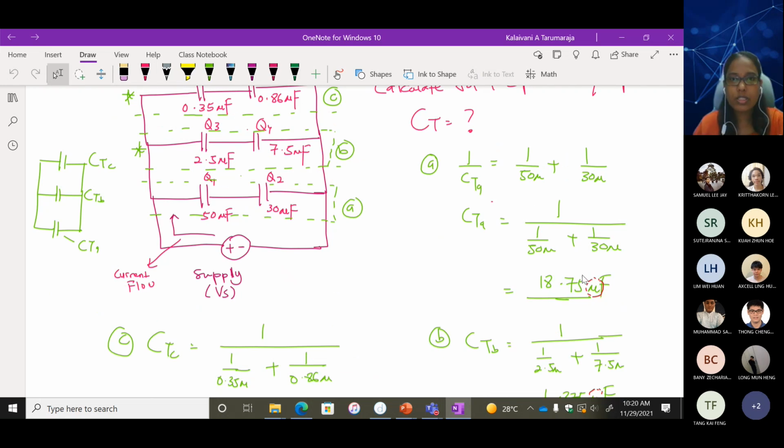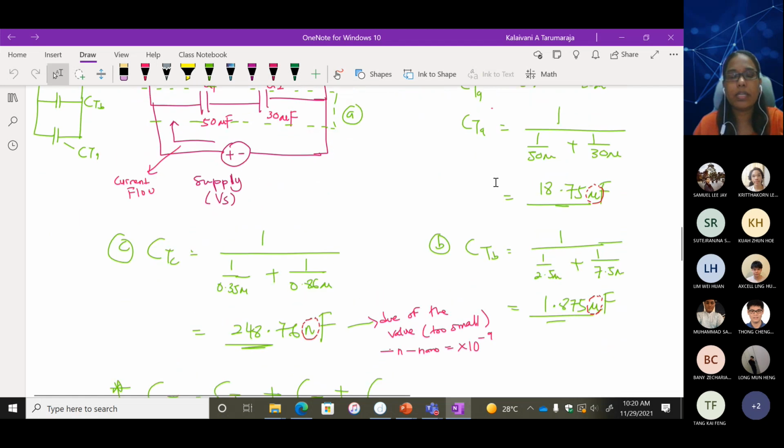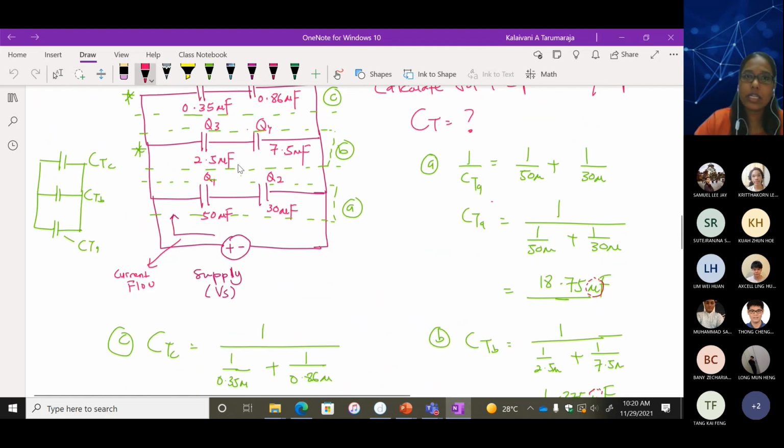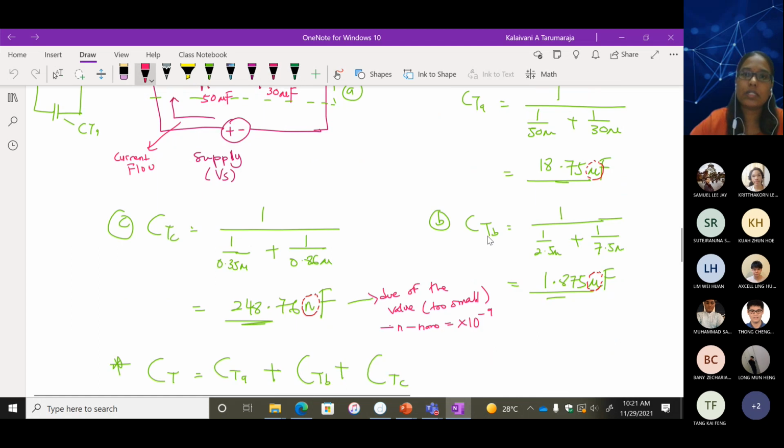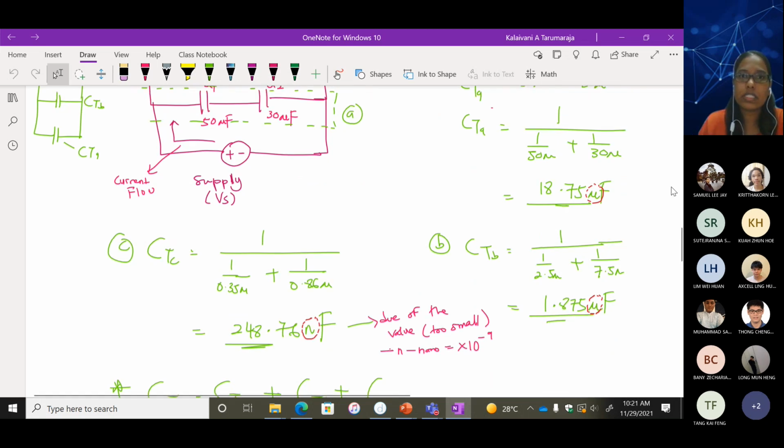Once you're done with the A part, you go on with the B part. It's the same thing because the way they are arranged is a series form, right? So you just substitute your values into the series equation. The last answer you get is 1.875 microfarad. This belongs to the B part. So have a look at the C part.